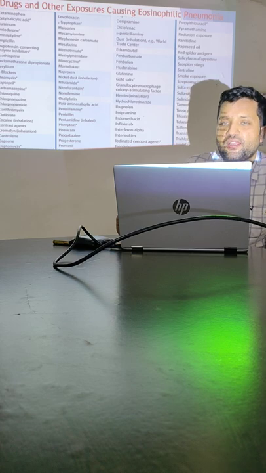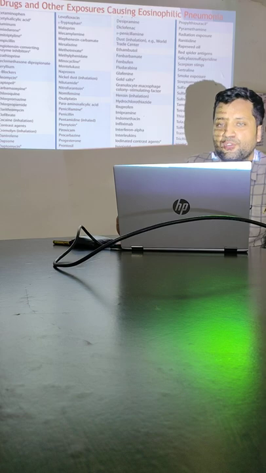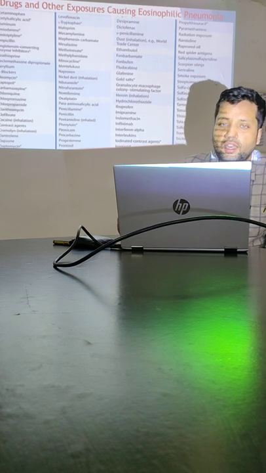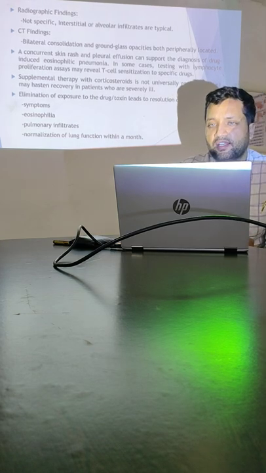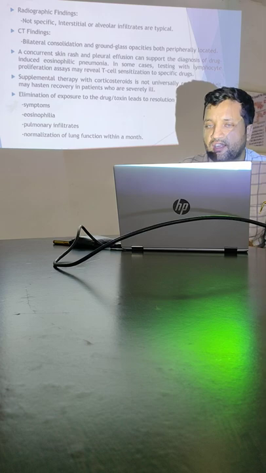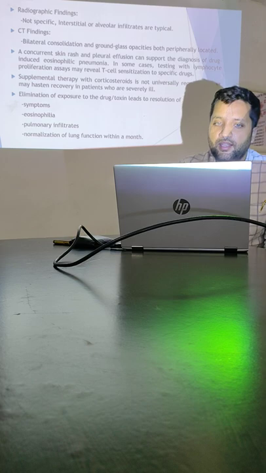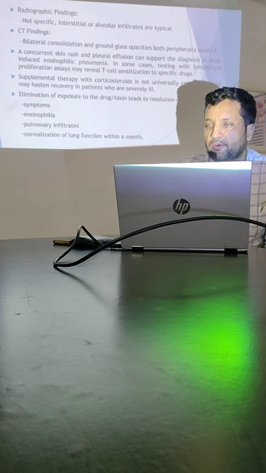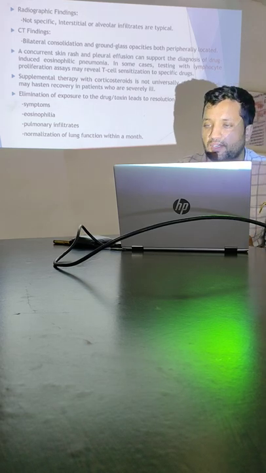There is a huge list of drugs and other exposures causing eosinophilic pneumonia. Common ones are acetaminophen, levofloxacin, diclofenac, amiodarone, amitriptyline, ampicillin, methotrexate, minocycline, multivitamins, beta blockers, beryllium and so on. Radiological findings are non-specific; interstitial or alveolar infiltrates are typical. CT findings show bilateral consolidation and ground glass opacity, both peripherally located. A concurrent skin rash and pleural effusion can support the diagnosis of drug-induced eosinophilic pneumonia. In some cases, testing with a lymphocyte proliferation assay may reveal T-cell sensitization to specific drugs.